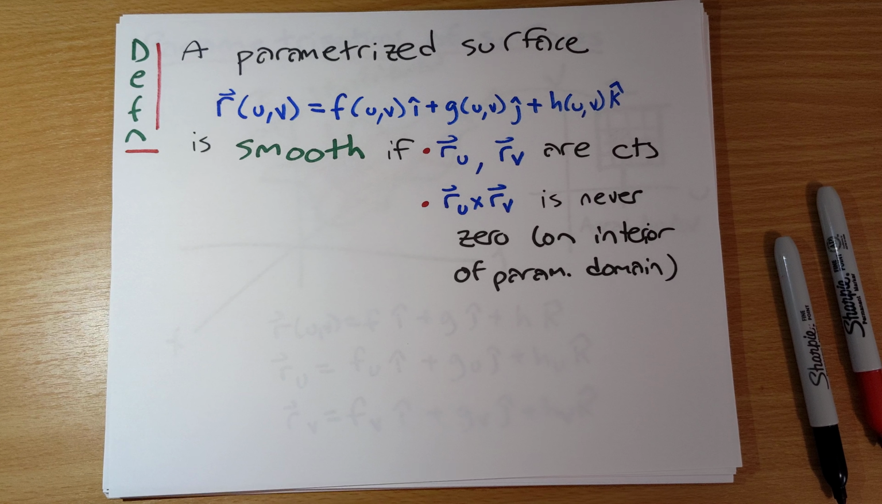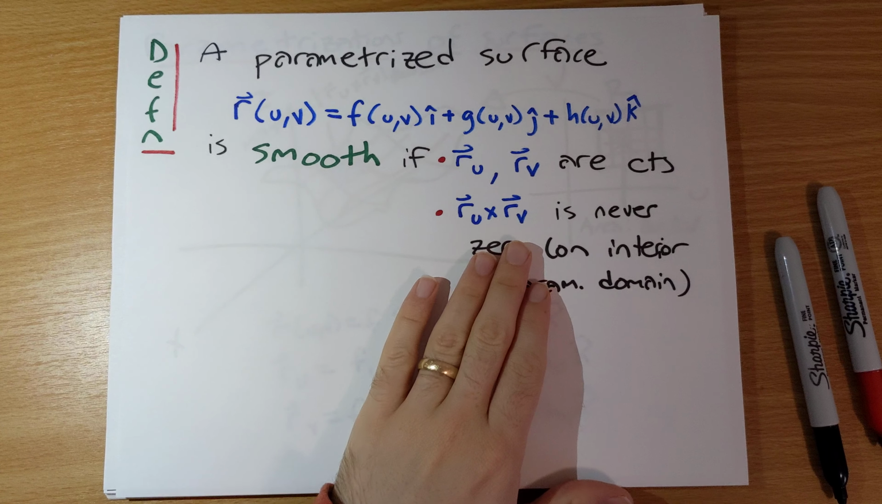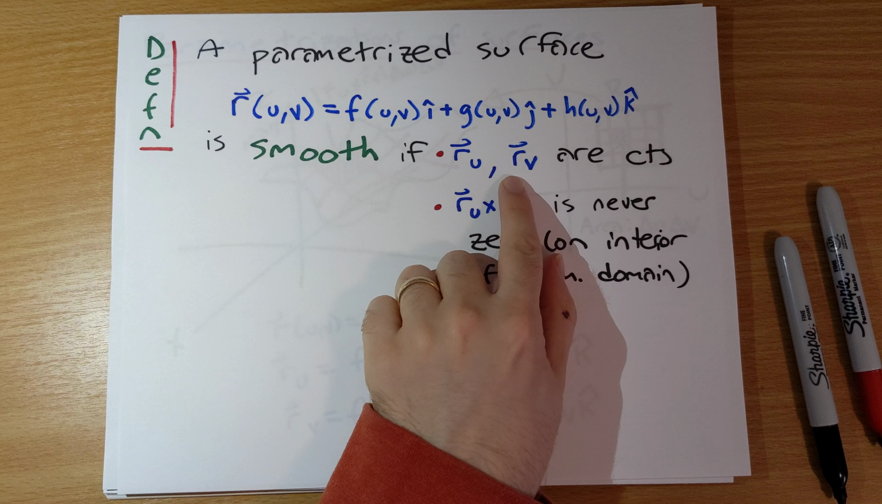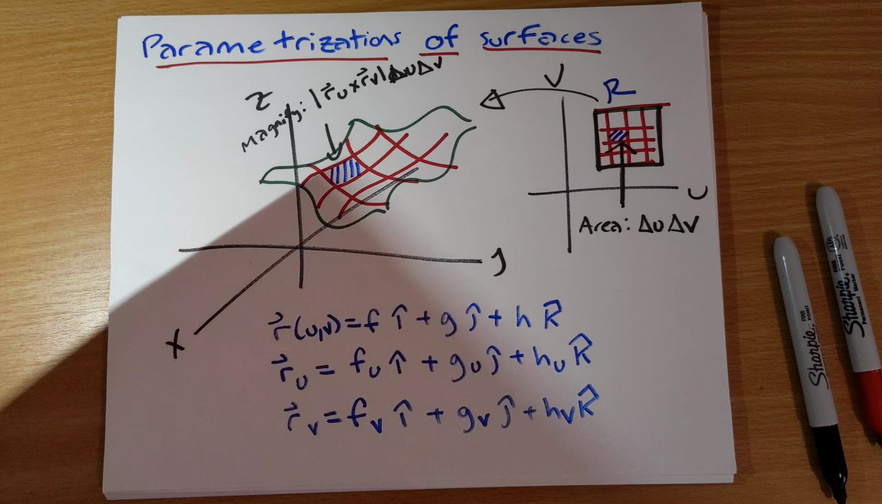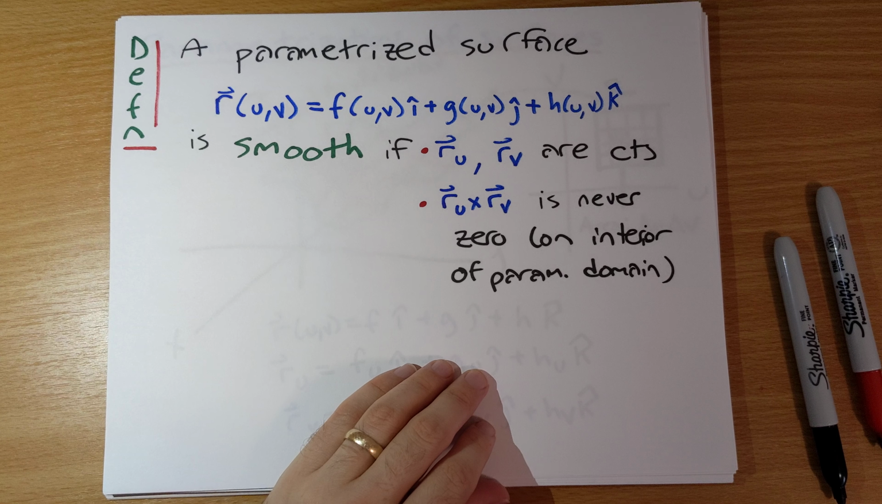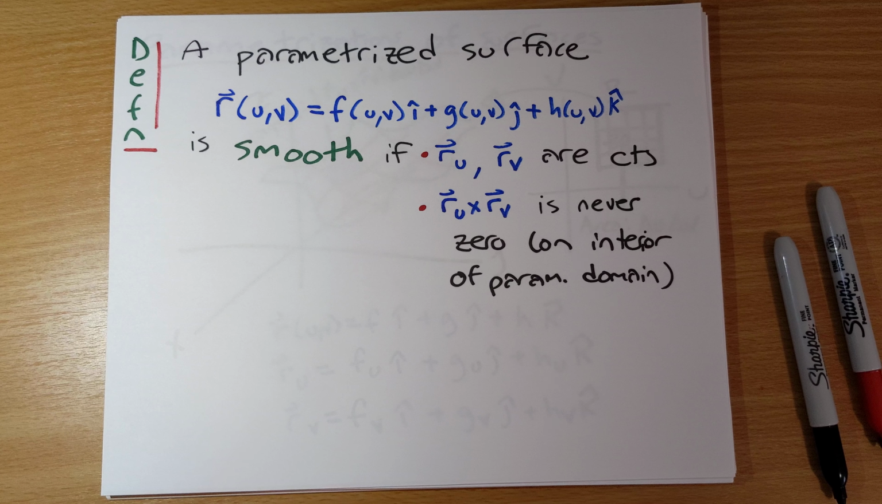So, little definition we need here: a parameterized surface R of UV, written out here, is smooth if R sub U and R sub V are continuous. Here are the derivatives, remember those. And R sub U cross R sub V is never zero on the interior of the parameterization domain.